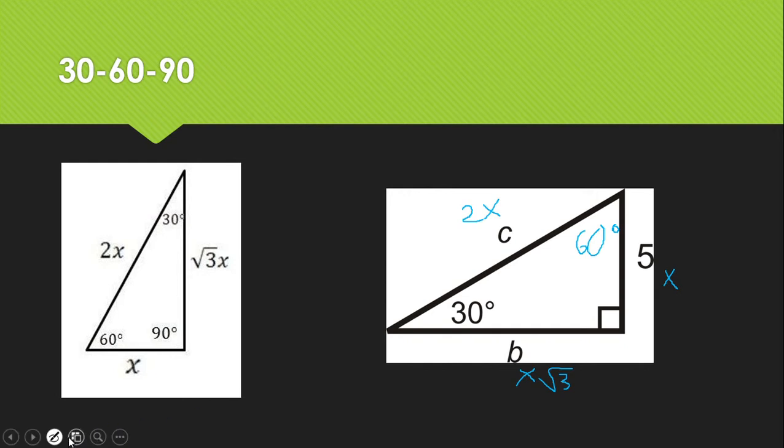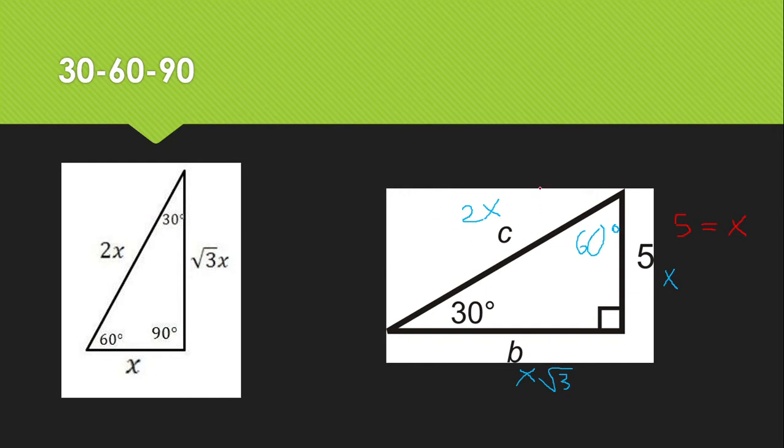So now I'm going to switch colors and we're going to find those sides. The side that I have a number on, 5, hey, that's my x. So that's kind of an easier one. So 5 equals x. Now I can find the others.